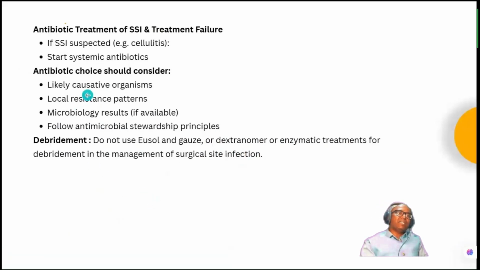Now, antibiotic treatment. If SSI is suspected, like cellulitis, you will start systemic antibiotics. The antibiotic choice will depend on the likely causative organisms, and you need to take into account the local antibiotic resistance pattern. If the microbiology report is available, you will take that into account and follow antimicrobial stewardship principles. For debridement, do not use Eusol and gauze, dextranomer, or enzymatic treatments in the management of surgical site infection.